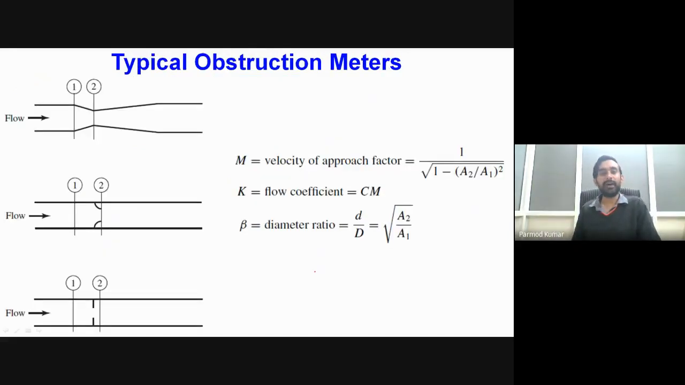Now, when we apply these obstruction-based devices in practical scenarios, we normally go for 3 types of arrangements. The very first type of arrangement is where we take a convergent divergent section, which is known as a venturi. Then another type of arrangement is where we have a sudden flow obstruction. This type of sudden flow obstruction is known as an orifice meter.